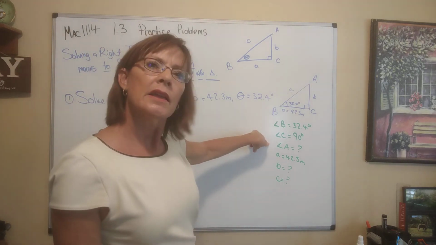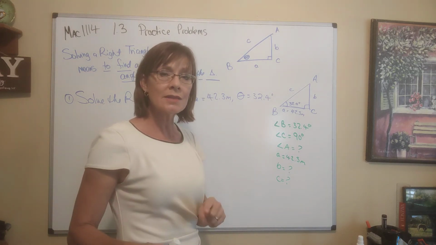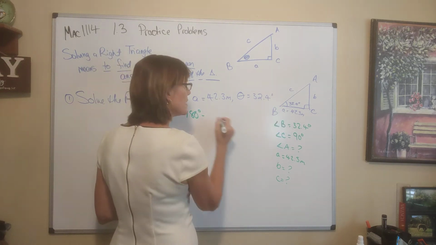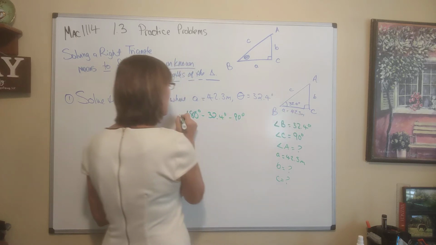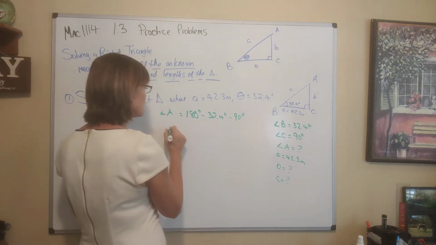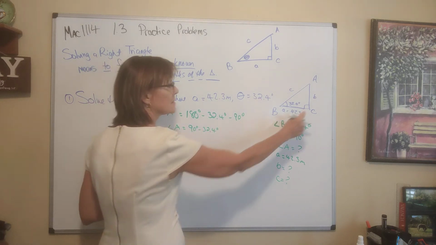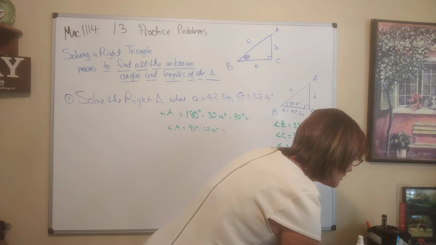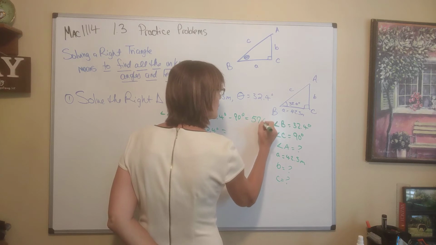First, let's figure out what angle A is. This is pretty simple because the sum of all the angles adds up to 180 degrees. So we could say simply 180 degrees minus 32.4 degrees minus 90 degrees. That is how much is left over to be angle A. Or after you've done this a while, you could also just say angle A is 90 degrees minus 32.4, because this is 90. However you choose to think of it is fine. When you do that subtraction, you will find that angle A is 57.6 degrees.